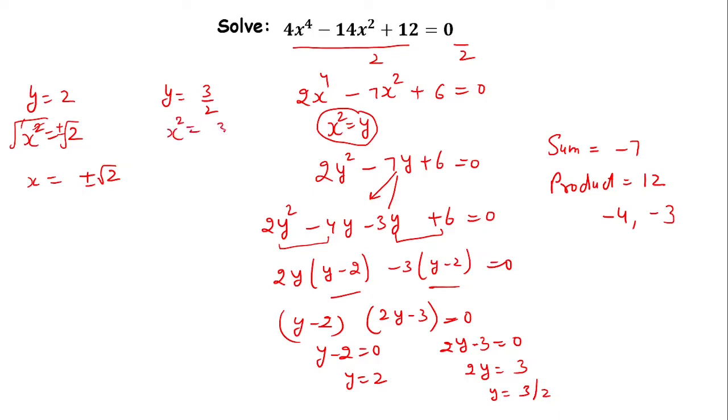From here, the value of x is square root 3 over 2, positive and negative. So I have four answers: positive square root 2, negative square root 2, positive square root 3 over 2, and negative square root 3 over 2. That's the way you can solve it. You can use one more method.